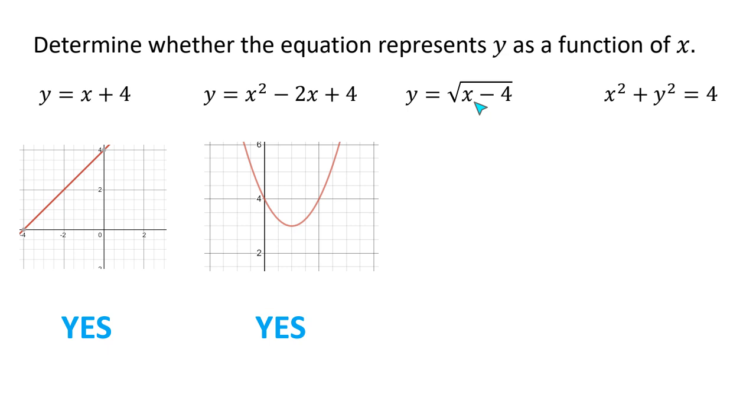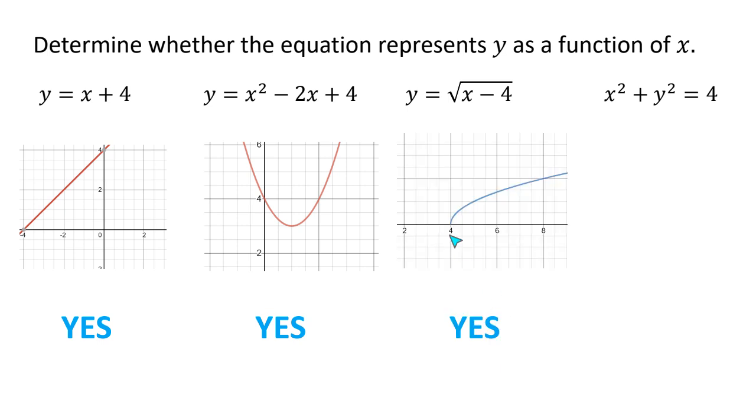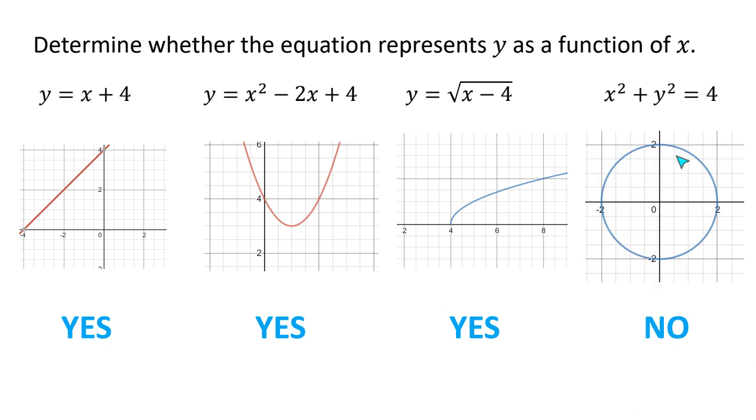The third one is part of the square root family. If you remember in 1.6, the graph for the square root family looks like a little arrow pointing to the right. This picture is also going to pass the vertical line test, so we would say, yes, it's a function. And then the last one, since both the x and the y are squared, anytime you have the x and y variables squared, your graph is going to be a circle. If we draw a vertical line, it's going to touch the graph in 2 places, and therefore it's not going to be a function.